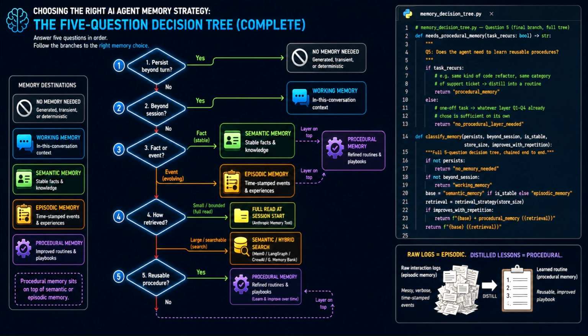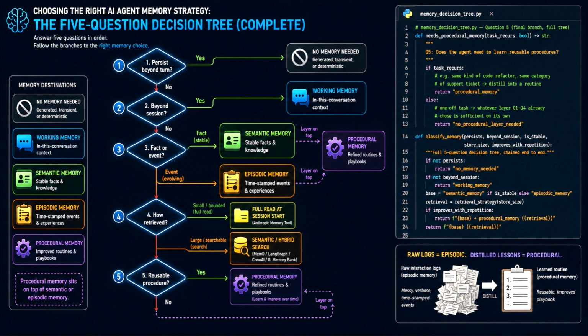Question 5 is the final branch, and it is the only one that asks whether the agent should actually get better over time rather than just remembering things. On screen, the complete five-branch decision function, all five questions assembled into one callable Python routine. A recurring task shape that should improve with repetition, the same kind of code refactor, the same category of support ticket, is worth distilling into procedural memory, so the agent applies a genuinely refined routine on attempt 50 instead of just replaying attempt 1 from scratch.